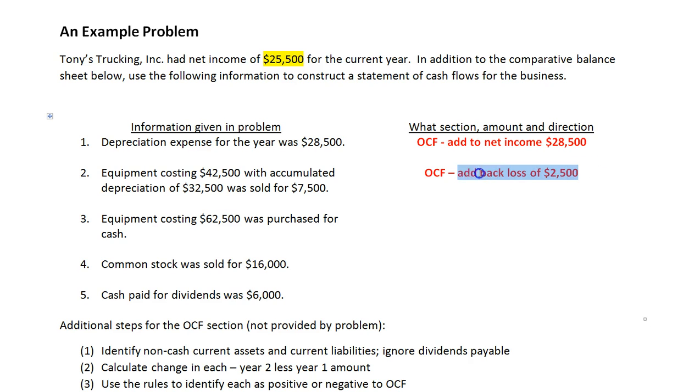We're going to add that back to the operating section. Because remember, we want the total amount of the cash flow for this transaction to appear in the investing section, not in the operating section at all. So we're just going to undo the effect. The loss subtracted from net income, so we're going to add it back. We're starting with net income, trying to get to the cash amount.